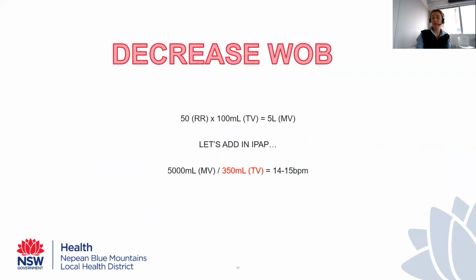Again, I've used an extreme example just to make the maths easy. If you think about a patient who comes in, they've got a respiratory rate of 50, and because they're breathing so fast and so hard, they're taking these tiny little tidal volumes. They're not moving much air because they're breathing so fast. So each breath they take is only very small. They're not opening up the bases of their lungs. So it's only 100 mils. So 50, their respiratory rate, times their 100 mil tidal volume gives you a minute ventilation of 5 litres.